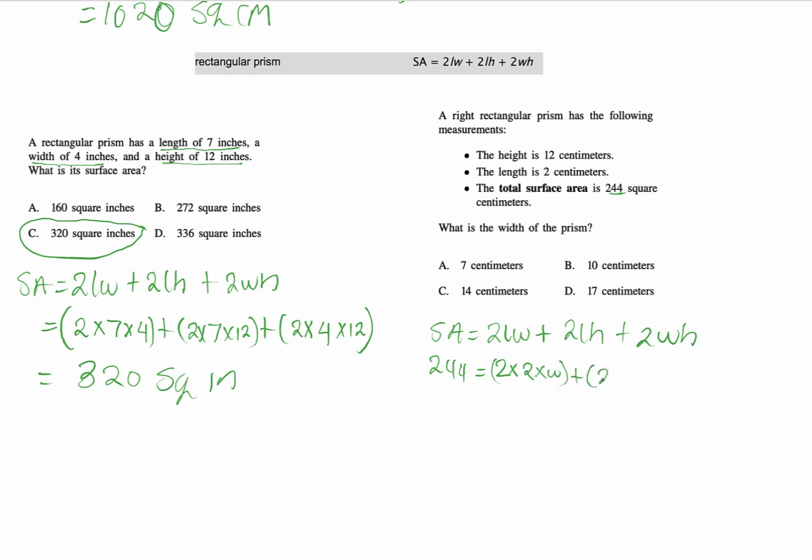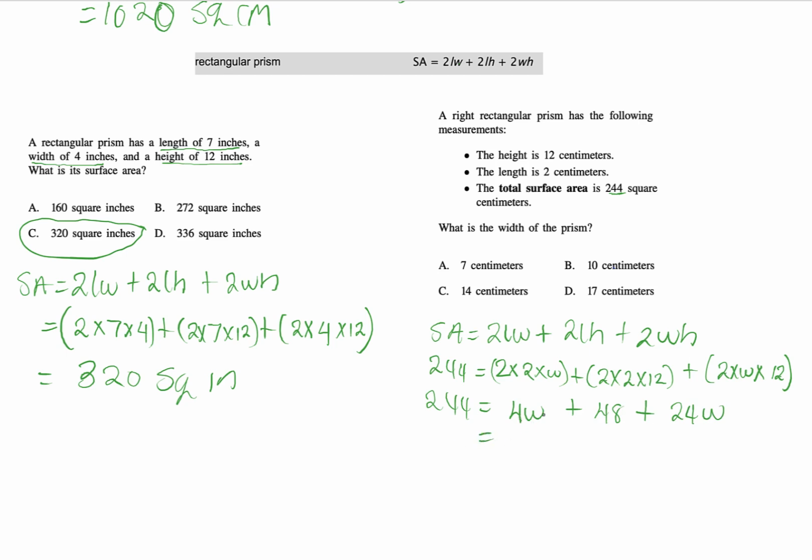Plus 2. I know the length is 2 and the height is 12. Plus 2. I don't know the width, but I know the height is 12. So I have 244 equals, now 2 times 2 is 4, so this will be 4W, plus, this is 2 times 2 is 4, times 12 is 48, plus 2 times 12 is 24W.